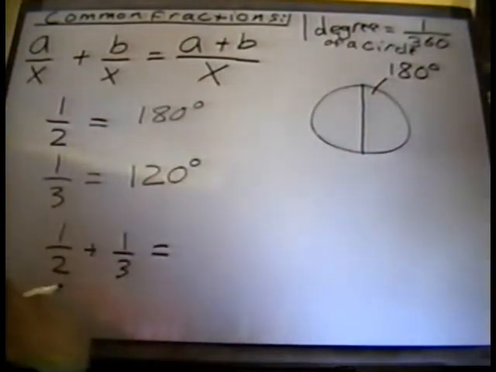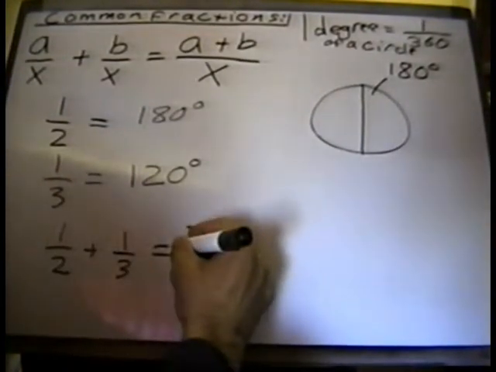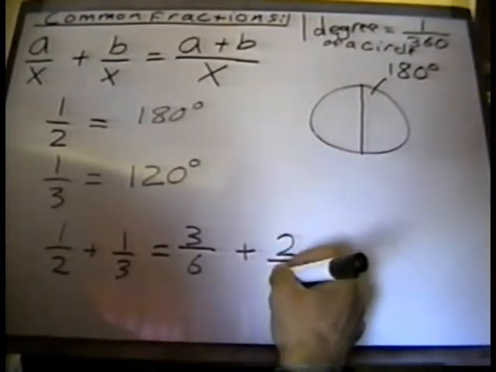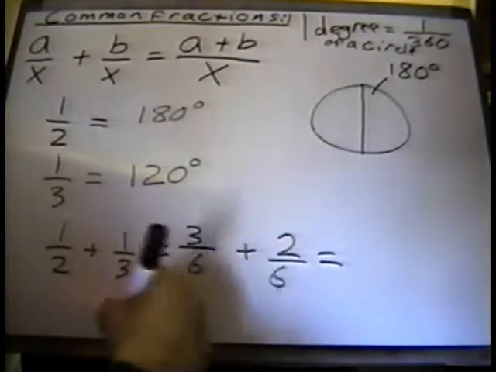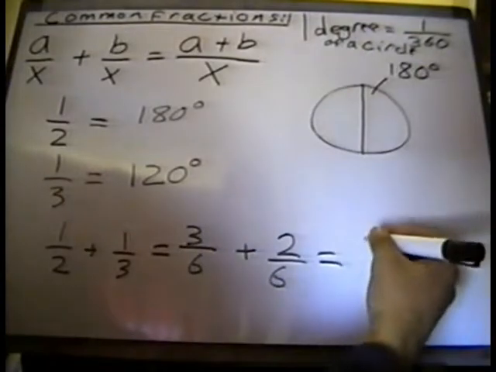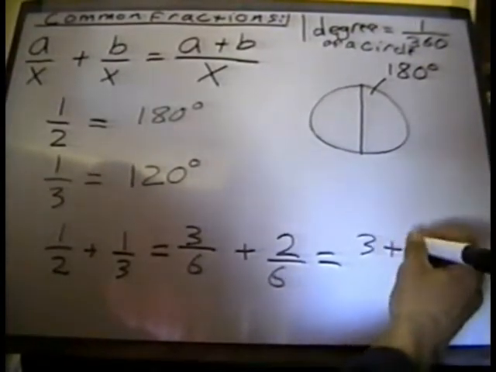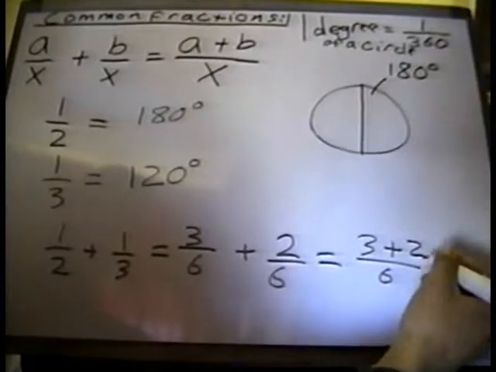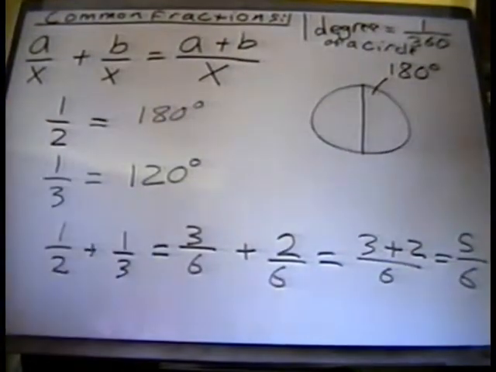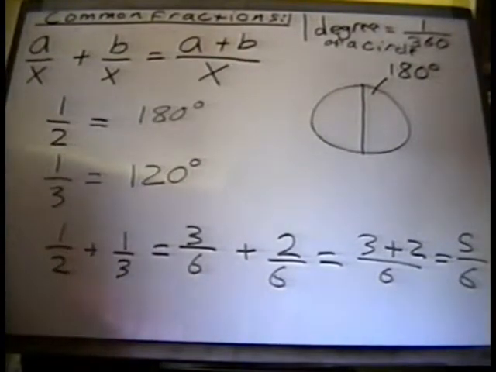to have to convert those. So it's going to become 3 over 6, remember, plus 2 over 6. Now that gives us 3 plus 2 over 6, so 5 over 6. Okay? 5 over 6.